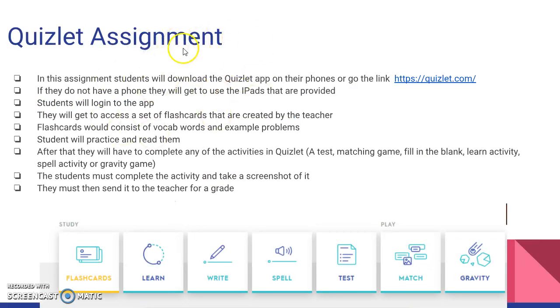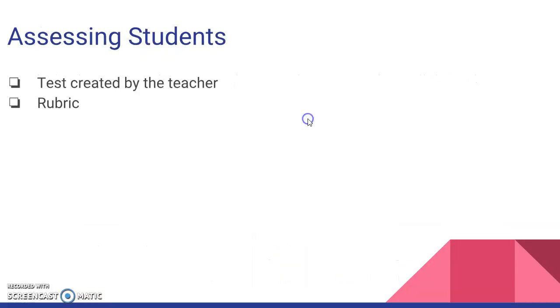The Quizlet assignment. In this assignment, students will download the Quizlet app on their phones, or by using the iPads that are provided if they don't have a phone. Students will then log on to the app. They will get to access a set of flashcards that are created by the teacher. The flashcards will consist of vocab words and example problems.